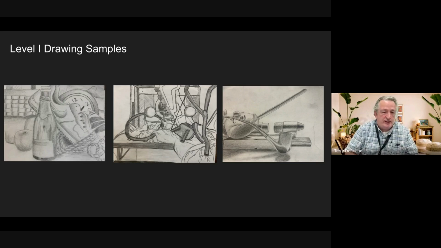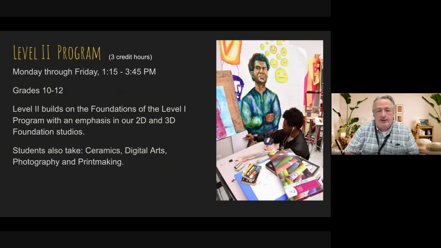These are the things that come out of the foundation courses, where you learn the basics of drawing. Next. And then there's a level 2 program. If a student gets a good, passing grade in the level 1 program, they'll move to the level 2 program. You don't need to re-audition, so long as they pass level 1. It runs 5 days a week, 1:15 to 3:45, for grades 10 to 12. We do not accept 9th graders into the level 2 program.